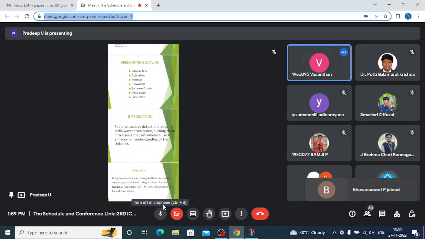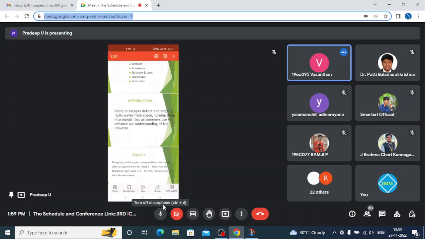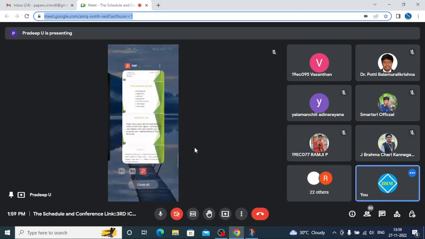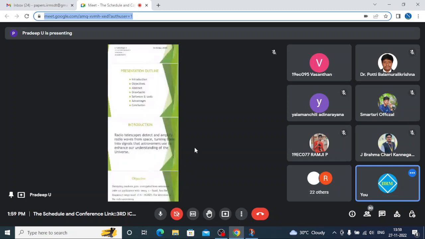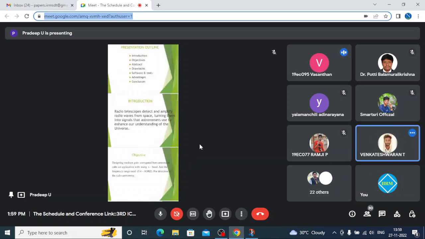Yes, sir? Can you rotate your mobile horizontally? Okay, sir. Then it will be good. Was it clear, sir? Can you rotate your mobile horizontally? Okay.